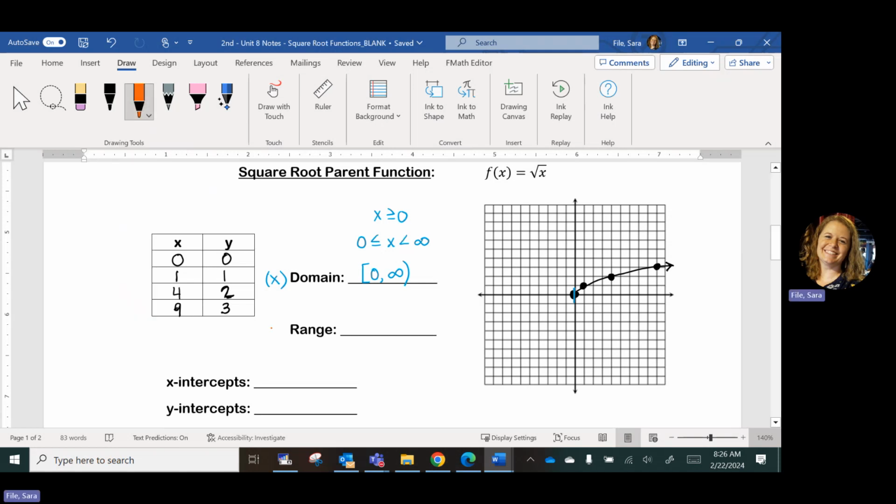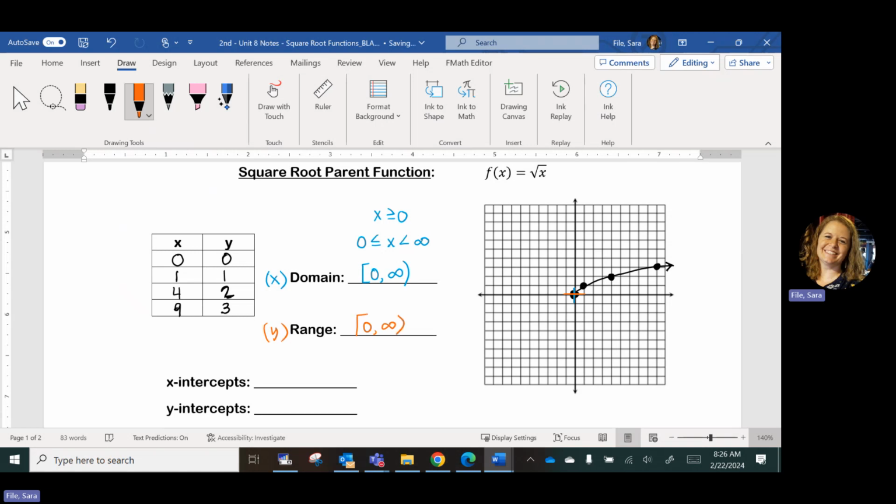Range is your y values. So again, x was left to right because it's least to greatest. So range, least to greatest, would be bottom to top, the lowest to the highest point. So what is the lowest that this graph goes? 0. And what's the highest? Infinity. As it's going to the right, it's going up. So it's also going to infinity.